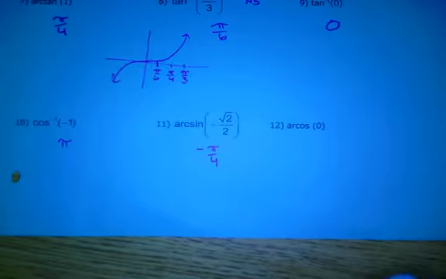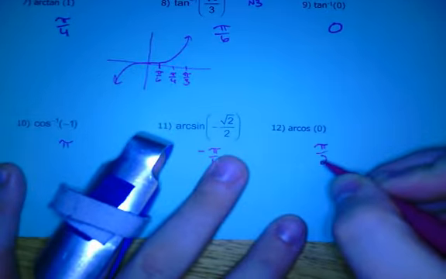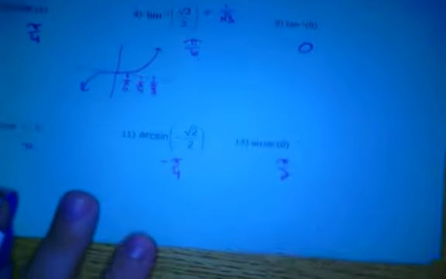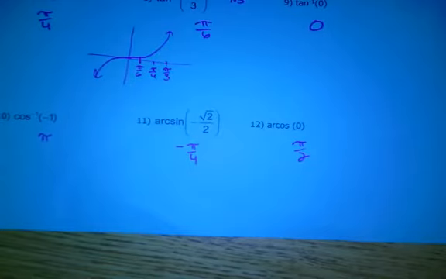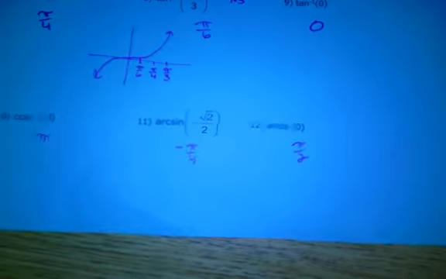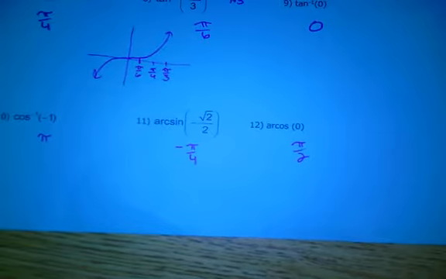Arc cosine of 0. Pi over 2. Because then it's not a function if we go backwards for cosine. Look at the cosine graph. If you go backwards, now it's not a function anymore.